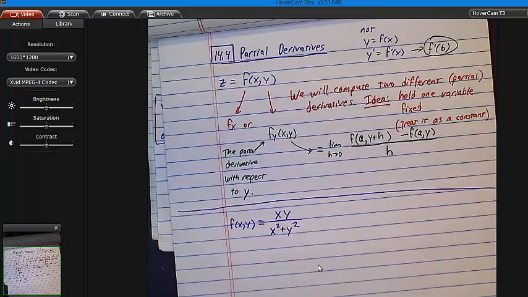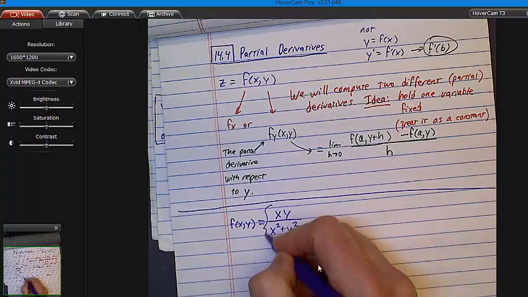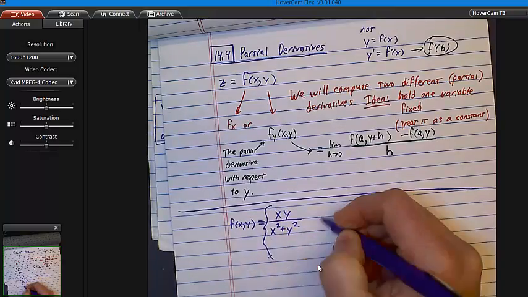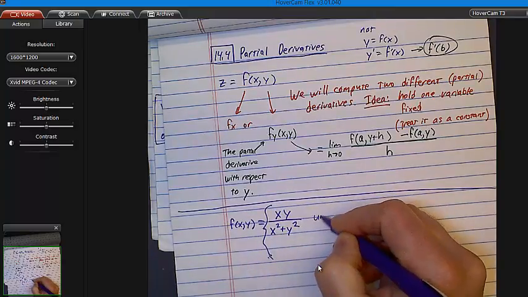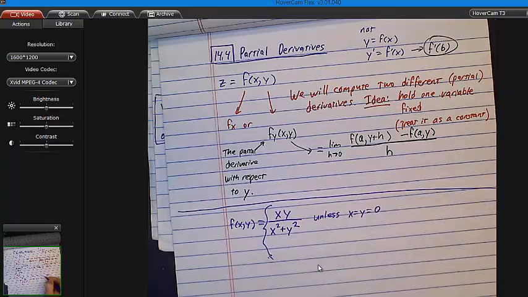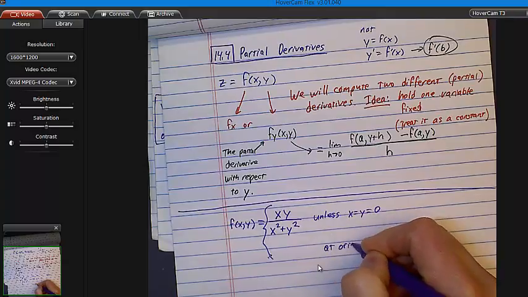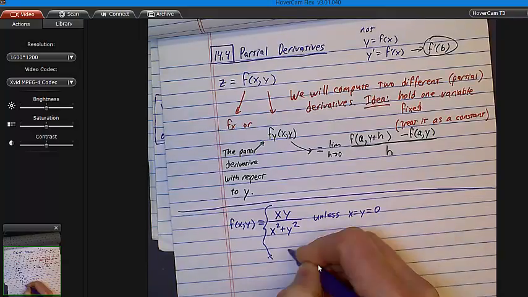I guess it's almost defined everywhere. So, yeah, except the origin. So we'll define it this way unless x equals y equals 0. So it's not defined at the origin. So then we'll say at the origin, what do you want to make it equal? Okay, I'll make it equal 0.